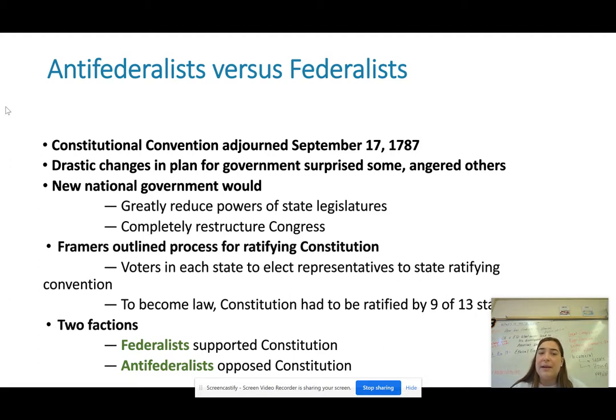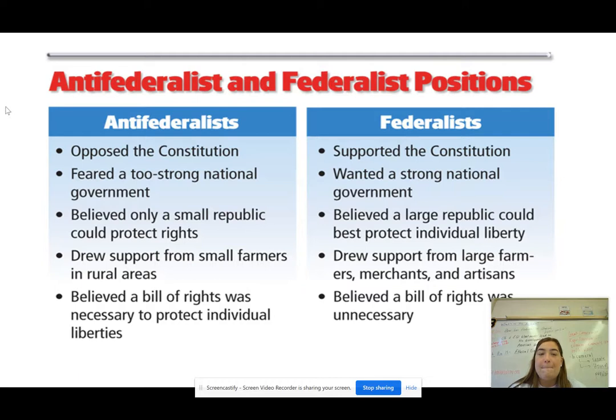The two factions that I briefly mentioned at the beginning of this presentation were the Federalists and the Anti-Federalists. Federalists said, yep, love the Constitution, let's sign it into law. Anti-Federalists opposed it. Again, fear of a larger central government and the fear of individual rights or liberties being taken away. All right, so looking at the left, Anti-Federalists. They opposed the Constitution. They were afraid of a too strong national government. They thought that only a small republic could protect rights.